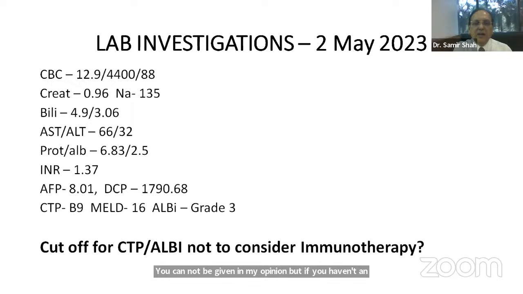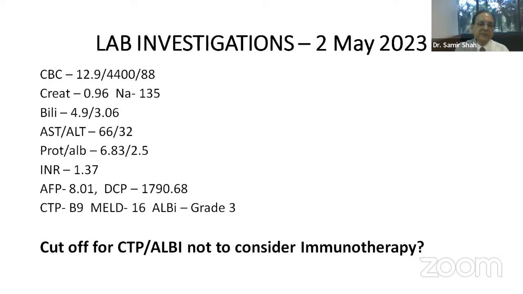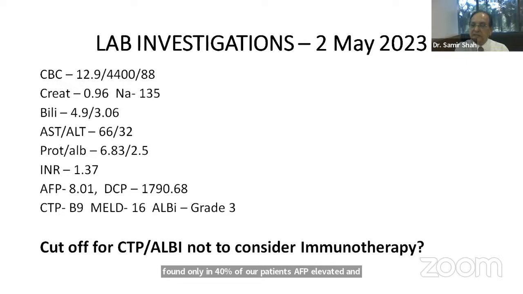So as far as the lab investigations were concerned, the hemoglobin was 12.9, WBC 4,400, platelets 88, creatinine 0.96. Bilirubin had gone up to 4.9. Enzymes were reasonable. Albumin was 2.5, INR 1.37. DCP had gone up. So it was 1,790 with the tumor progression. But alpha-fetoprotein was normal. So I think, a comment to what George Lau said, we have found AFP elevated in only 40% of our patients, and DCP, PIVKA does guide us as far as monitoring is concerned in this group of patients. CTP was B9, MELD 16, and ALBI grade 3.